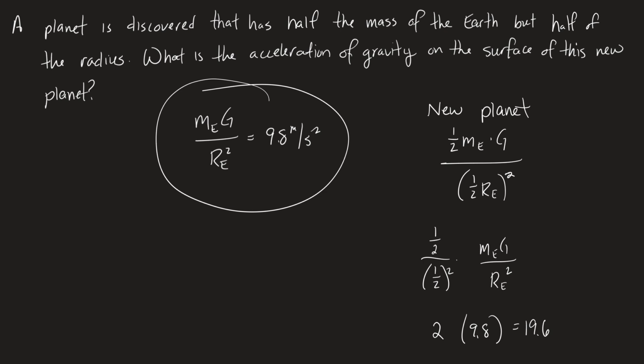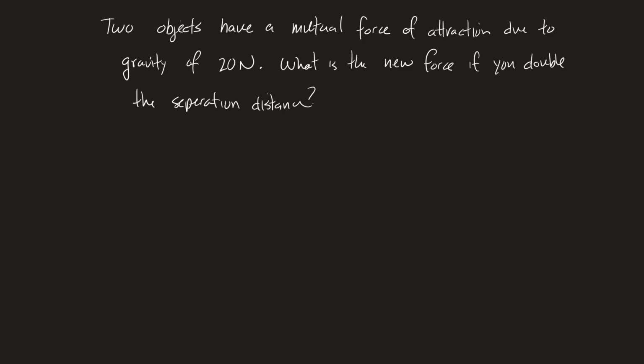This is pretty easy. One more. Just one more. So try that one. 2 objects have a mutual force of attraction due to gravity of 20 newtons. What is the new force if you double the separation distance? And I'll point out, we don't know the mass of either object, and we don't know the separation distance. So just 2 random objects are feeling a force of attraction of 20 newtons when they are this far apart. If I double the separation distance, what is the new force of attraction?